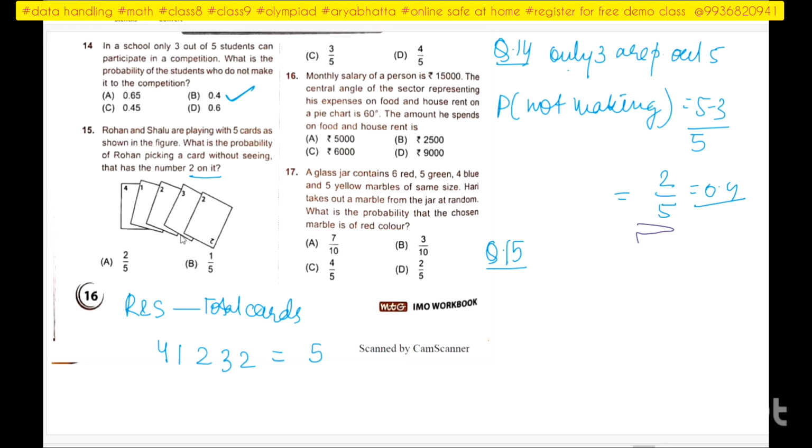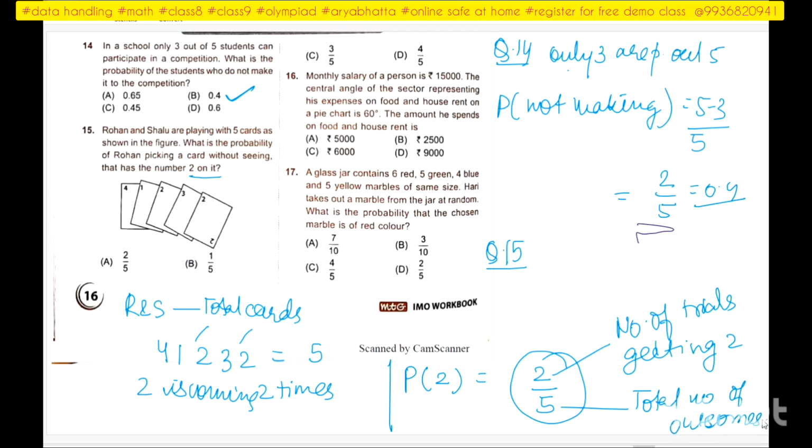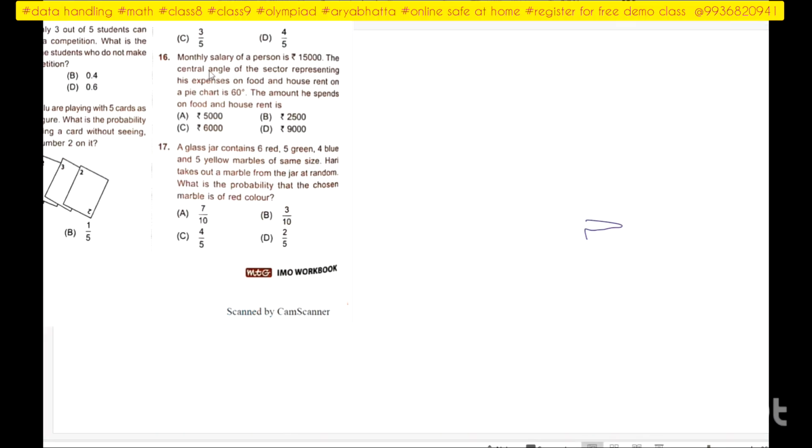But see, how many cards are named 2? 2 is coming 2 times, right? So when 2 is coming 2 times, the probability of getting 2 will be how much? That is 2 by 5 only, because this 2 is the number of trials getting 2, and this is the total number of outcomes. So probability will be number of trials upon total number of outcomes, so it is 2 by 5. Now see question number 16.